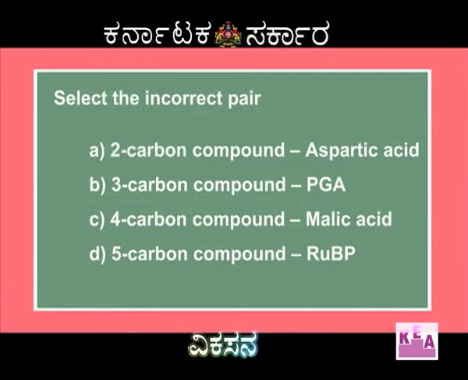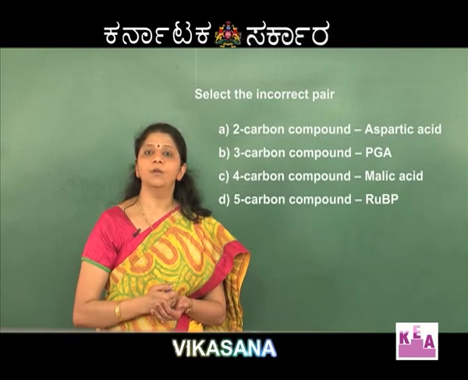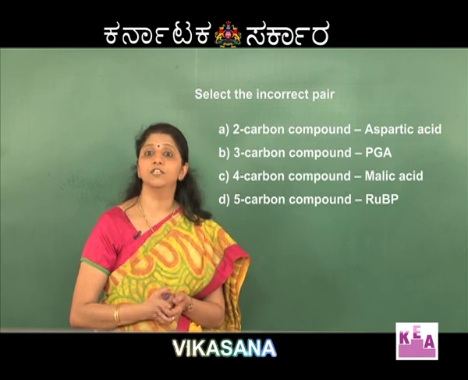Select the incorrect pair. Option A, 2-carbon compound aspartic acid. Option B, 3-carbon compound phosphoglyceric acid. Option C, 4-carbon compound malic acid, and option D, 5-carbon compound RUBP. Let us see how many carbon molecules are present in each of these compounds.